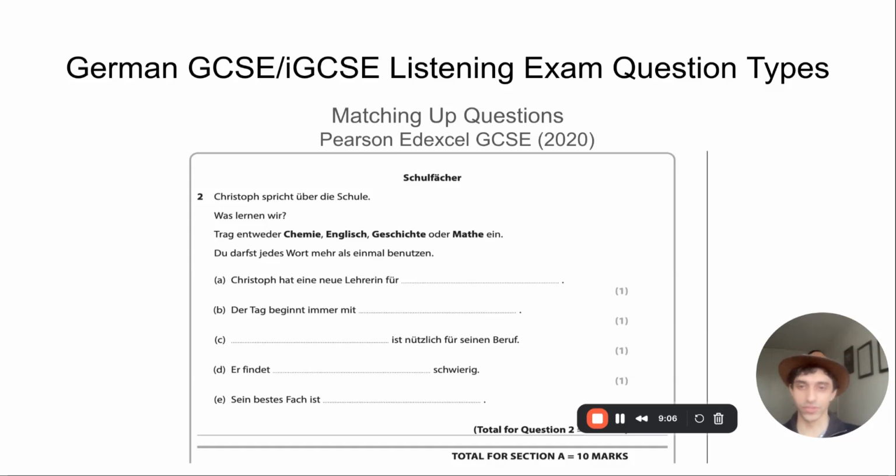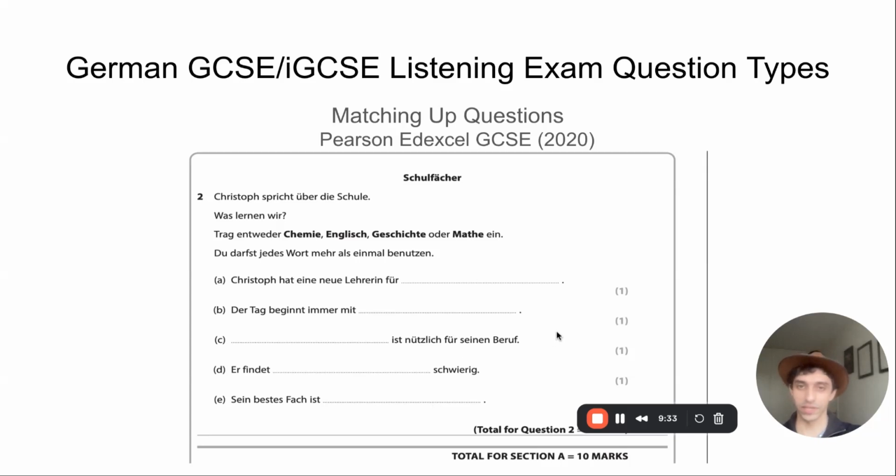It is very important, as always, to read over the instructions first. They often contain useful information for how to answer the question. And it does say, for instance, here, du darfst jedes Wort mehr als einmal benutzen. You can use each word more than once, which is very important because obviously we've got 4 options and five gaps to complete, or five sentences to fill.